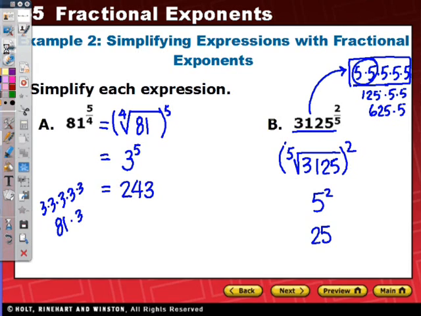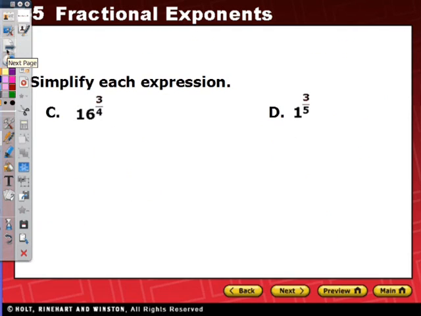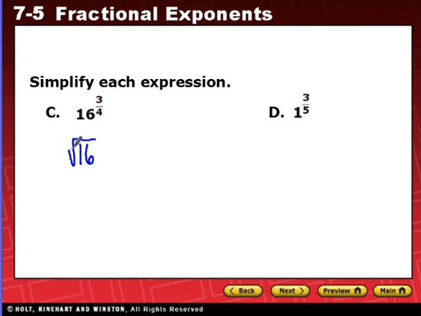One more. Oh no, 2 more. 16 to the 3/4 power. Write it down, pause the video, try it yourself. You're back? Here's what I'm thinking. The 4th root of 16, cubed. The 4th root of 16 has to be 2. 2 cubed is 8.